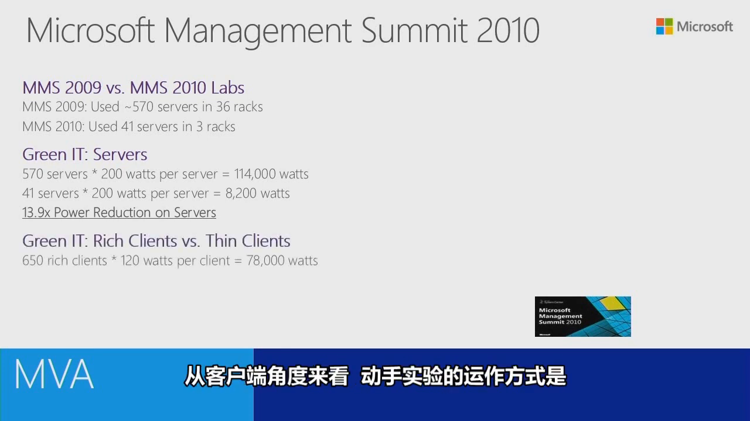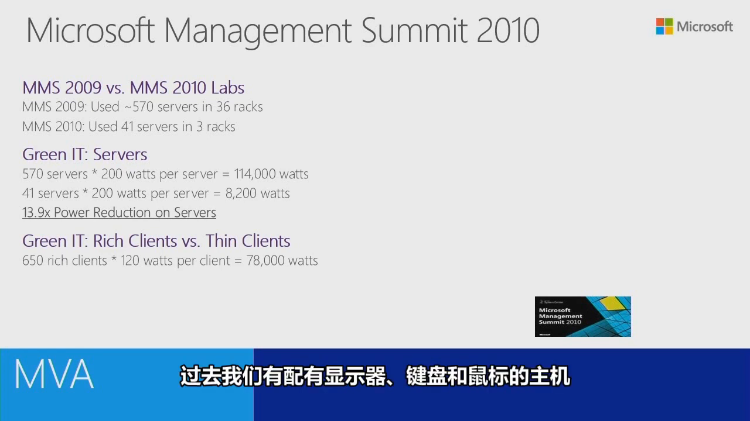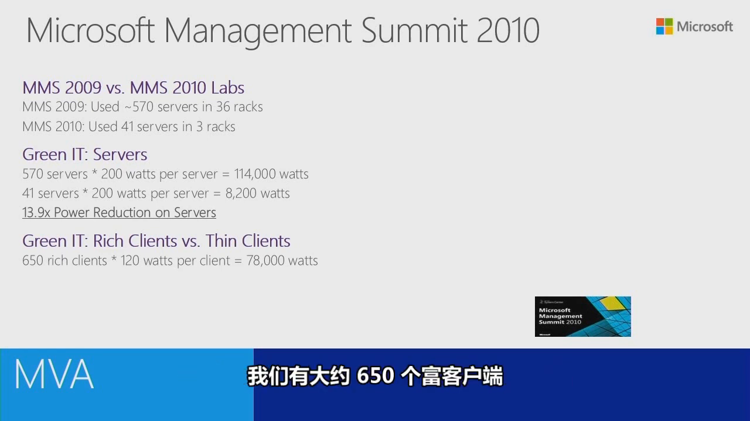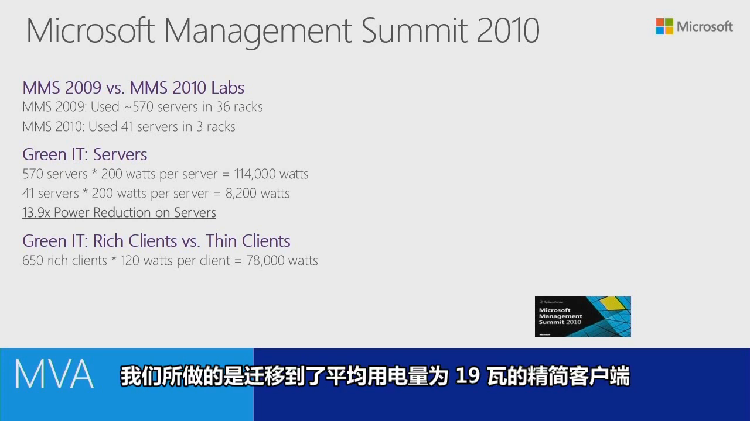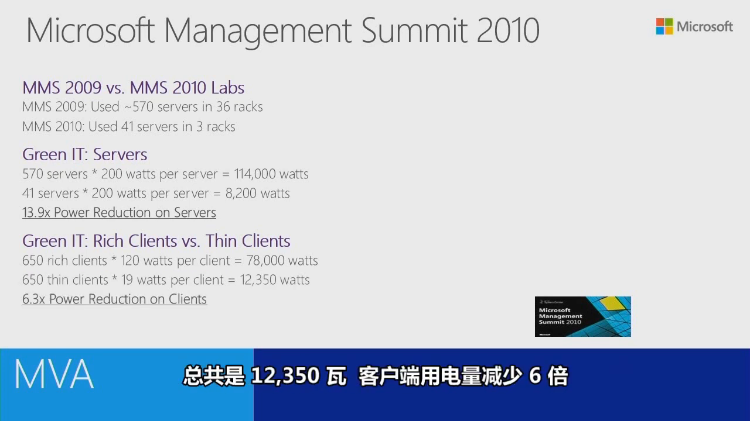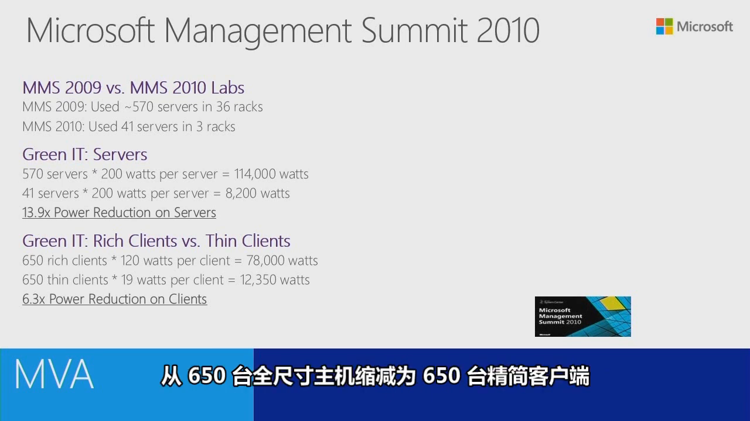From the client standpoint, the way the hands-on labs work is people go to a hands-on lab, and we've traditionally had towers with a monitor, a keyboard, and mouse. We've had rich clients. We had about 650 rich clients at 120 watts per client, or 78,000 watts. Well, what we did was we moved to thin clients at 19 watts, which was 12,350, over a 6x power reduction on clients.